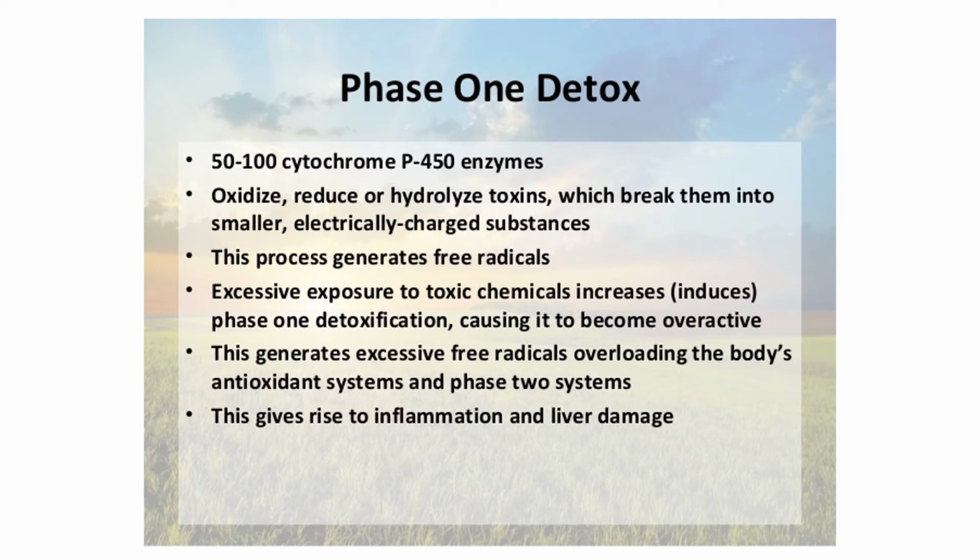The problem with this is that it generates excessive free radicals, which will overload your body's antioxidant systems and overload your phase 2 system, so that you're not actually able to finish detox. And this process, where phase 1 is occurring but phase 2 can't occur, causes chronic inflammation and liver damage.